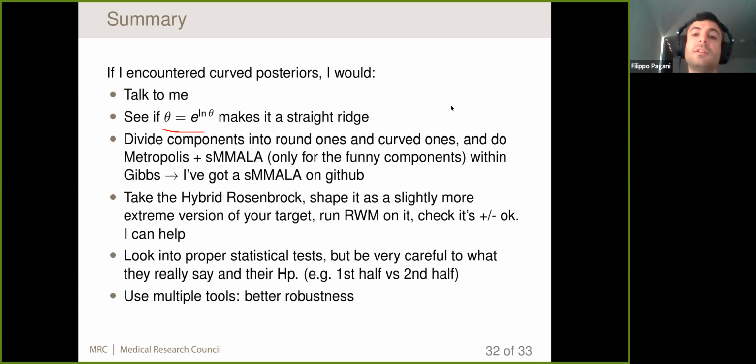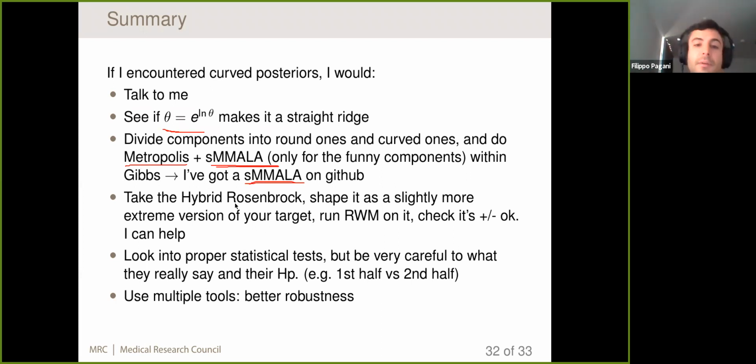Yet another thing you can do is divide the components of your posterior into non-problematic ones and problematic ones. For the easy ones, you can do normal random walk Metropolis, while for the problematic ones, you can do a simplified manifold MALA, just on those, to reduce the computational burden of the algorithm. And this is doable also because you can take my simplified manifold MALA code from GitHub, and I don't mind.